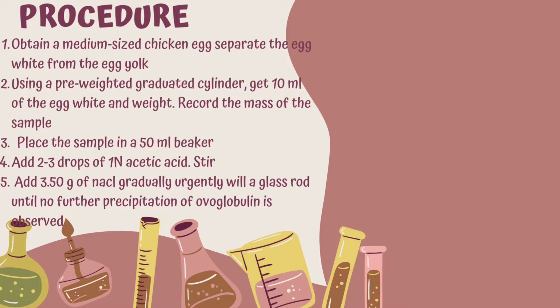Step 3. Place the sample in a 50 ml beaker. Step 4. Add 2 to 3 drops of 1 normality acetic acid, then stir. Step 5. Add 3.50 grams of NaCl gradually. Then stir gently with a glass rod until no further precipitation of ovoglobulin is observed.